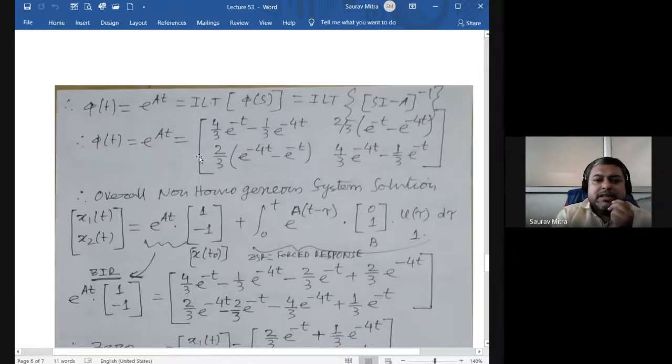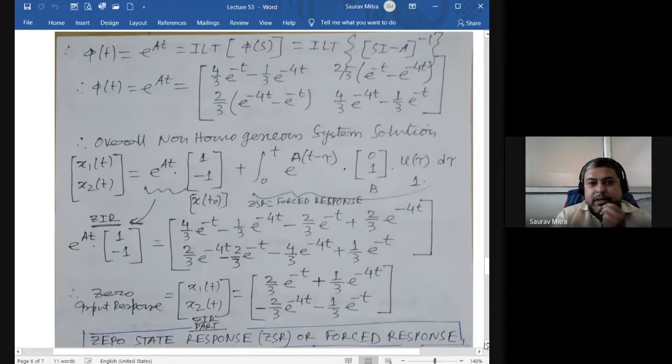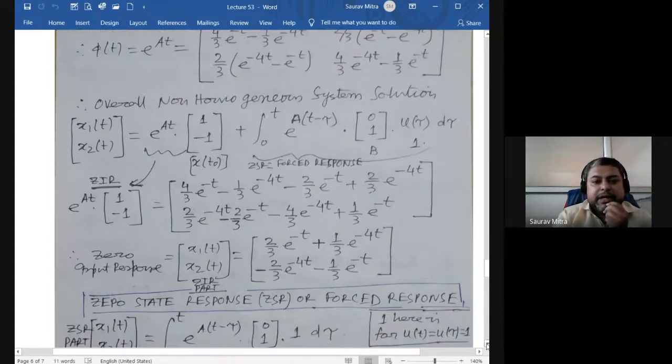So after doing all these things, e raised to At we have found like this, and then find the homogeneous solution. Whatever is the e raised to At, multiply by 1 and minus 1 with that, and you are finding this very big expression. If you just adjust it, you are going to get this part. So the zero input response, x1(t), x2(t), is like this: 2 by 3 e raised to minus t plus 1 by 3 e raised to minus 4t, and here it is minus 2 by 3 e raised to minus t and so on.